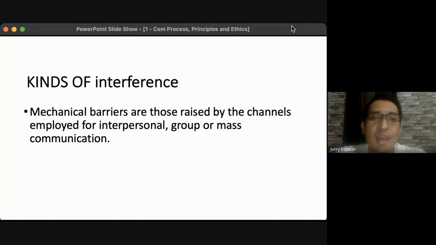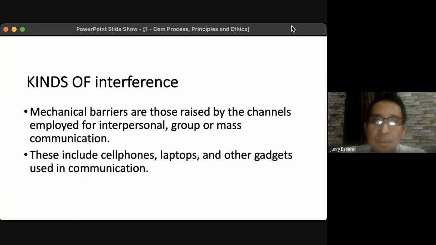And we have the fourth one, which is mechanical barriers, those raised by the channels employed for interpersonal, group, or mass communication. When talking about mechanical barriers, you're talking about cell phones, laptops, and other gadgets used in communication. Sometimes if your laptop is working very slowly, that also hampers communication. If your cell phone is broken, that also hampers communication. Which means that mechanical barriers can affect communication.